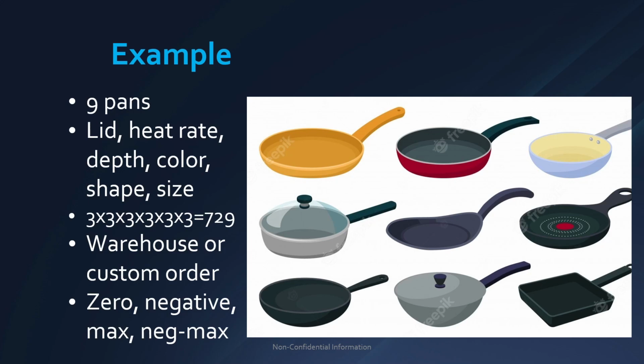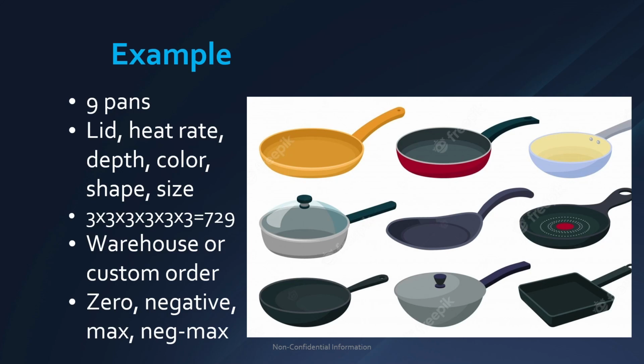So what if we have 0 as one of these values? So for example, the heat rate. What if the heat rate of a pan is 0? Does that mean it never ever heats up? What if the depth is 0? Does that mean it's a skillet? Is that possible? Okay, how about negative? What is a negative depth of a pan? This is probably an error. I don't think we should actually allow negative numbers.